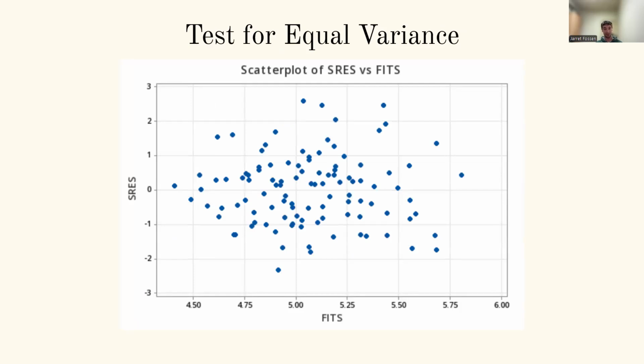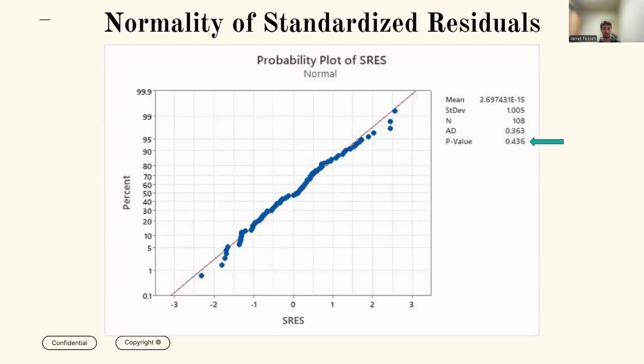And then we ran our test for equal variance. And as you can see, there appears to be no obvious funneling or anything like that, just kind of a blob. So we determined that this will pass our test for equal variance. Next, we tested the normality of our data. And as you can see, we got a very high p-value of 0.4. And so we determined that this data could be normal, and we continued.